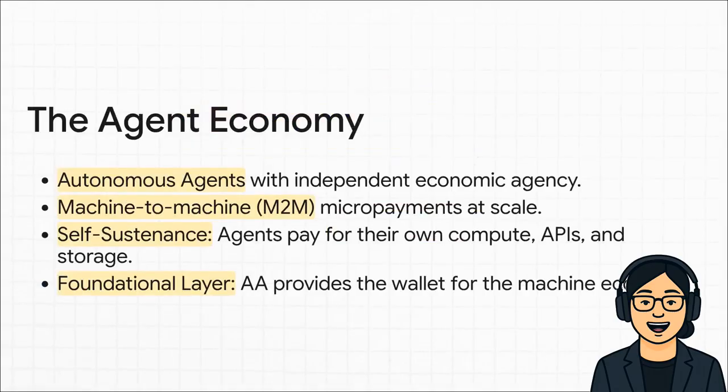Think about it. In the future, autonomous AI agents are going to need a way to actually participate in the economy. They'll need to own assets, pay for their own server costs, and get paid for the services they provide. Well, account abstraction is the perfect solution. It's a programmable, secure, native digital wallet for an AI, creating the foundational layer for a brand new machine-to-machine economy.